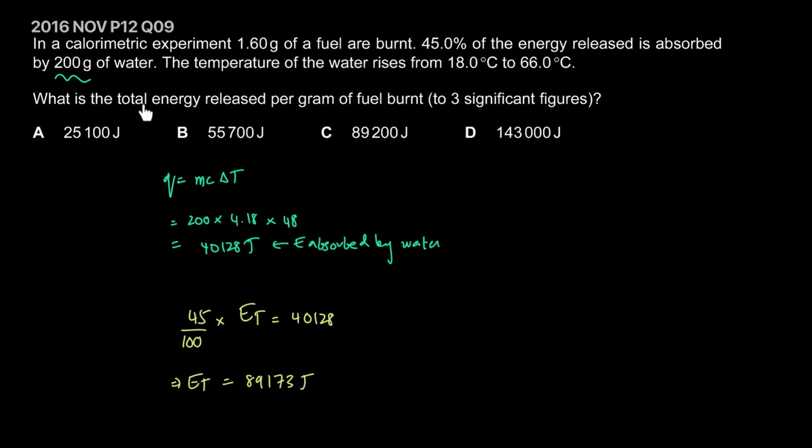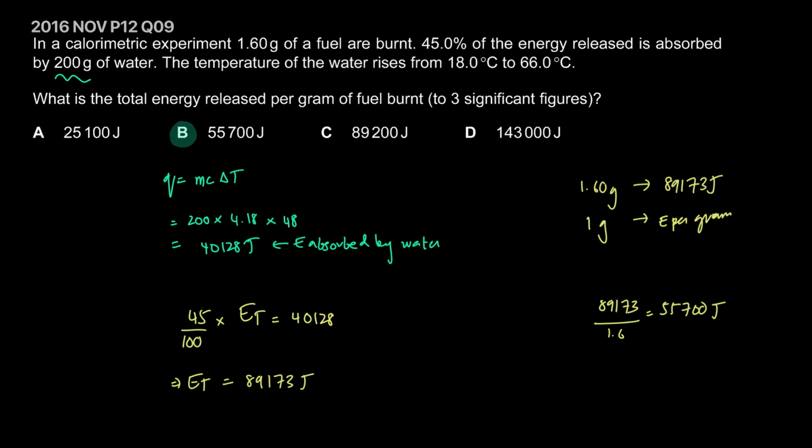Now we want to know the total energy released per gram of fuel burnt. This is the total amount of energy that was released when 1.6 grams of fuel were burnt, 89,173 joules. So per gram of fuel, if we had 1 gram of fuel, what would be the energy released? If we want to find the energy released per gram, we divide the total energy by the mass of the fuel in grams. So we have 89,173 divided by 1.6, which is equal to 55,700 joules, to 3 significant figures. So the answer over here is B.